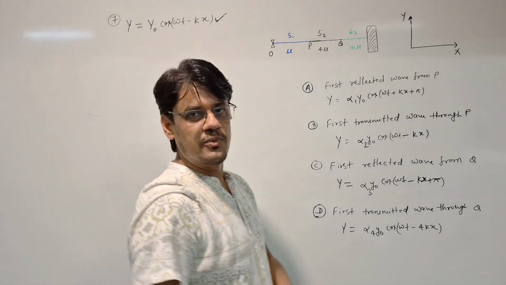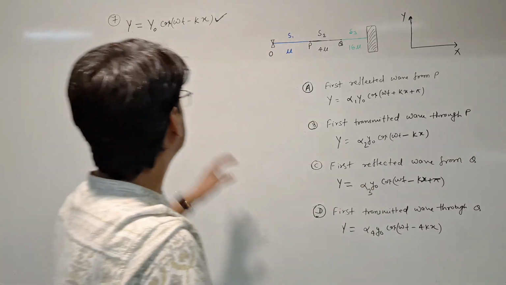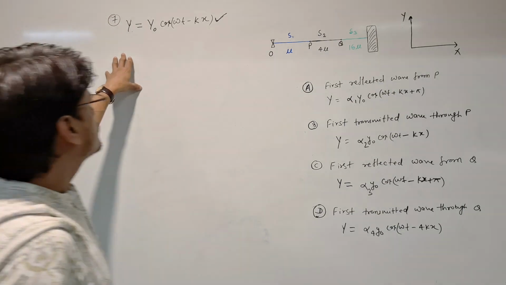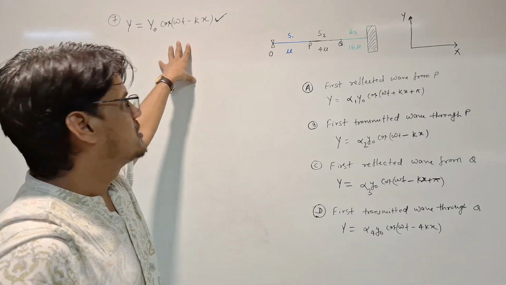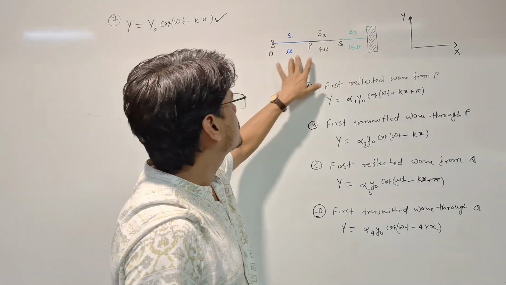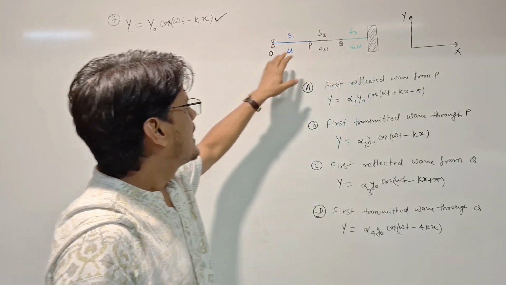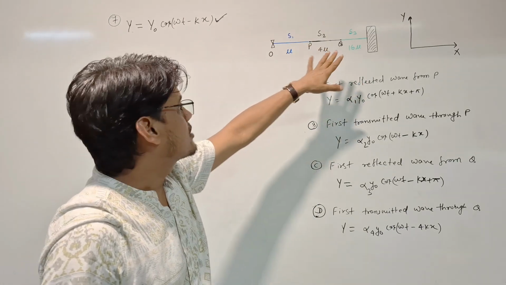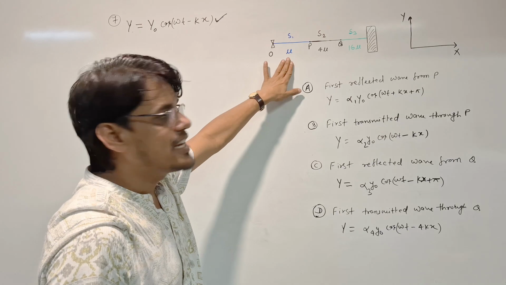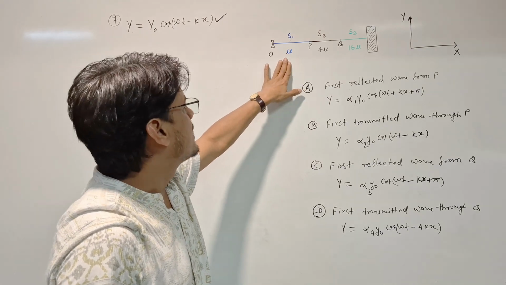Hello students, today we will solve question number 7 of JEE Advanced 2025. In this question, there are three strings S1, S2, S3 connected in series as shown in the figure, and their linear mass densities are given.